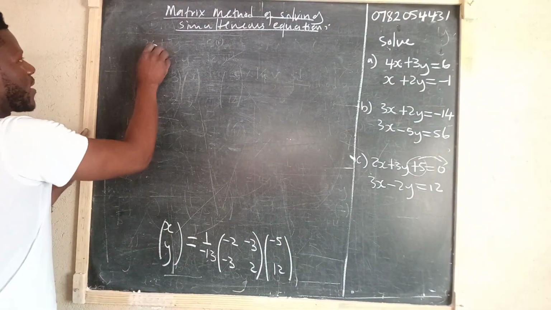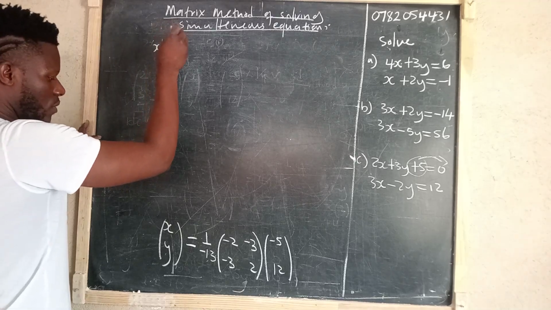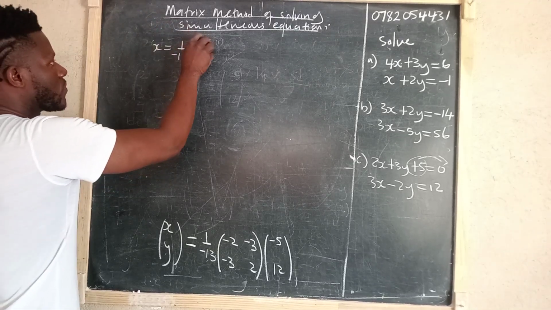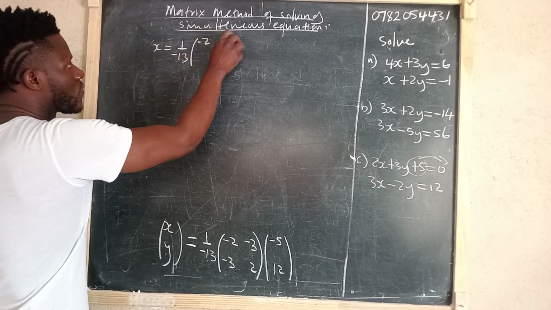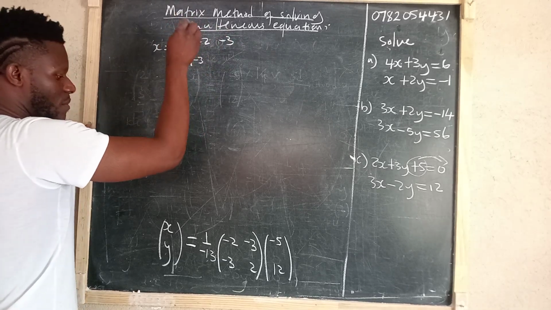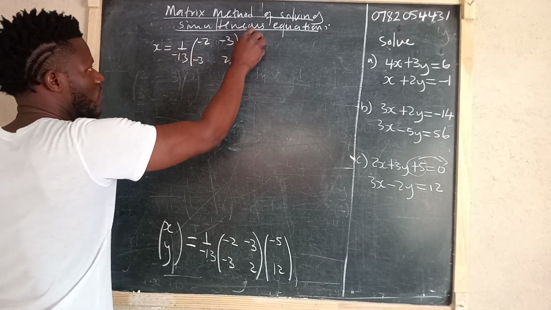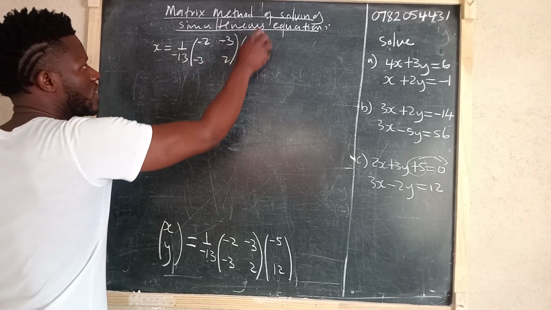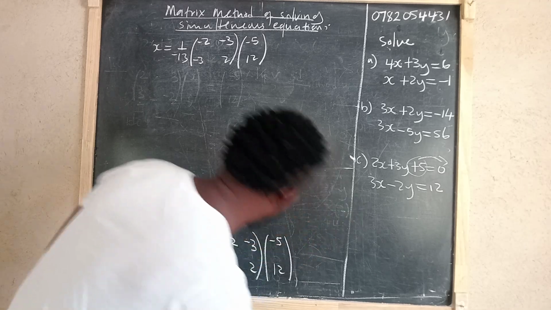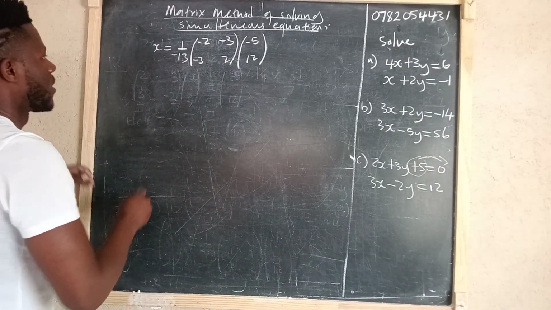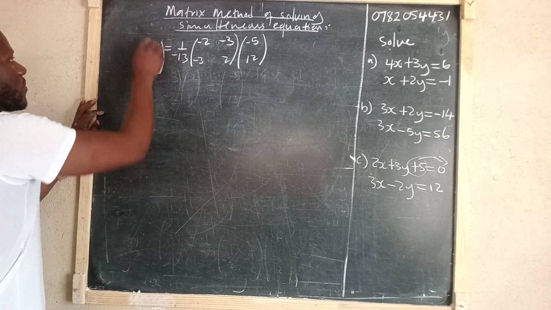Alright, x is equal to 1 over minus 13 times the matrix minus 2, minus 3, minus 3, minus 2, then minus 5, 12. Alright, all this was xy.